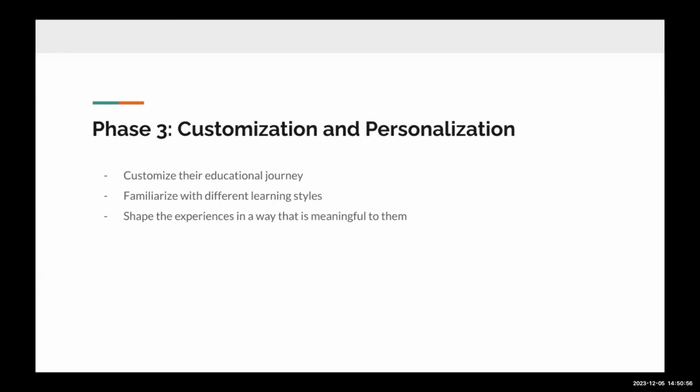And the third one is customization and personalization. Learners will have the flexibility to customize their educational journey by selecting different courses and resources that align with their interests. For example, instead of having a set of 10 courses, they could choose from a list of courses, pick out the ones that interest them. And by providing flexibility, we create an environment where both learners and educators can learn in a way that's most meaningful to them.